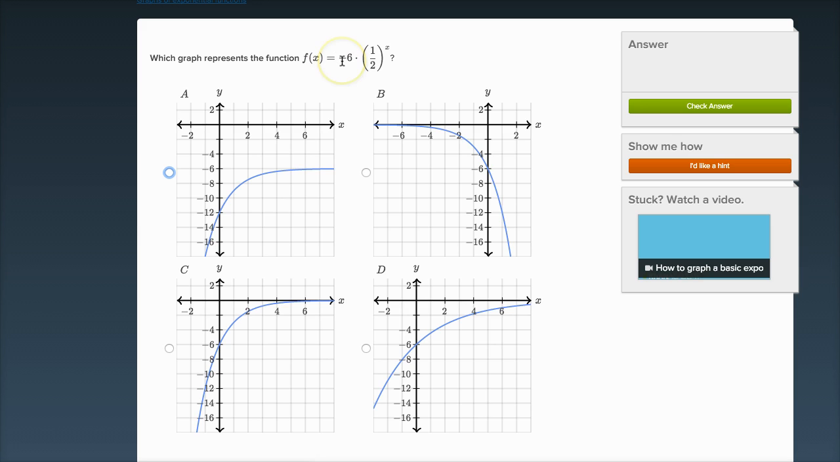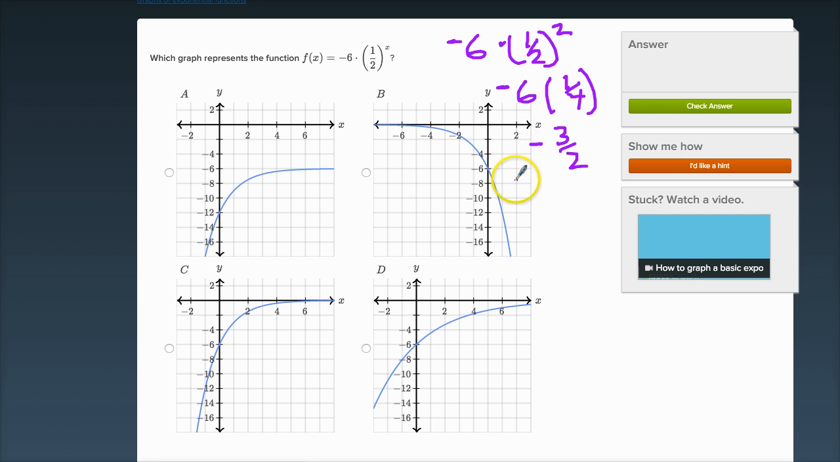So in this one, it's similarly the same thing. I want to start with negative 6, so if they don't start at negative 6, I know that they're out. So A is out. B's still got some play in it. D's looking okay as far as that's concerned, and so is C. What you might remember from last time is that the negative being here often meant that it was going down. So let's just do a quick test. Let's pick a number, 2 or negative 2, it doesn't really matter. So negative 6 times 1/2 to the second power. 1/2 to the second power would be 1/4. So it's negative 6 over 4, which is negative 3 over 2. So at 2, it should be at negative 3 over 2.